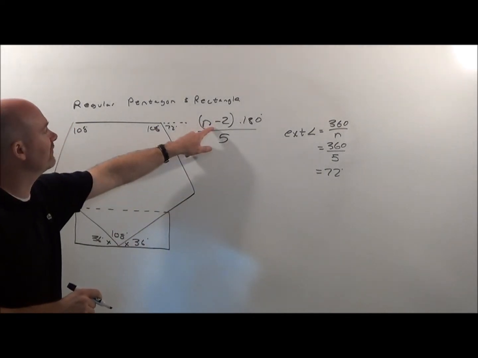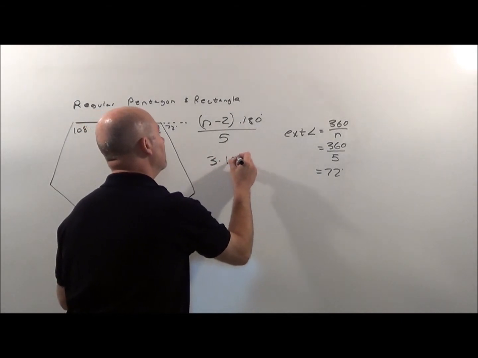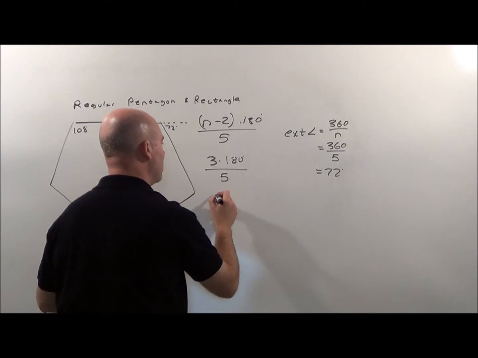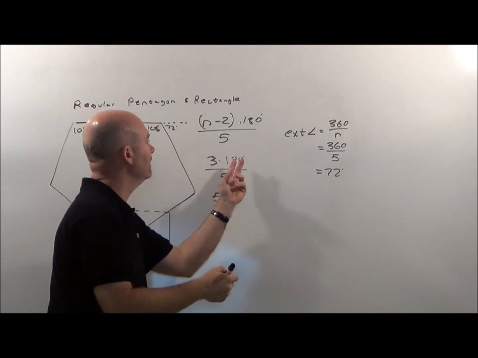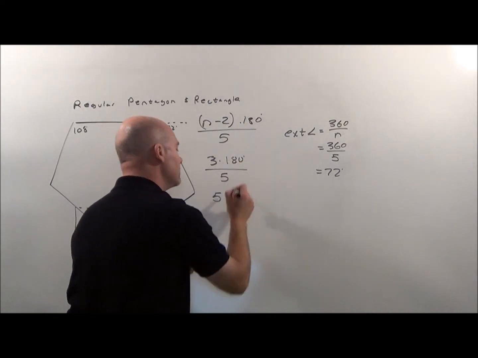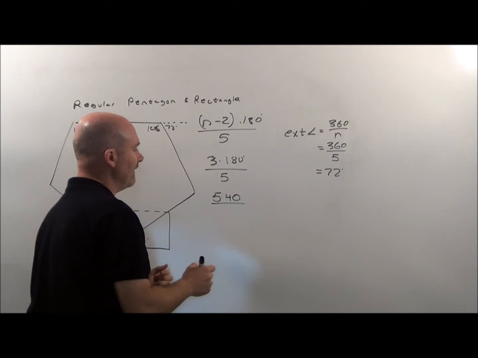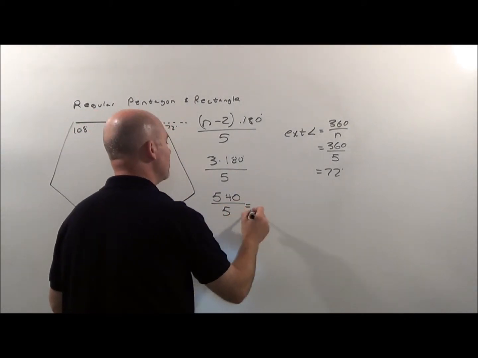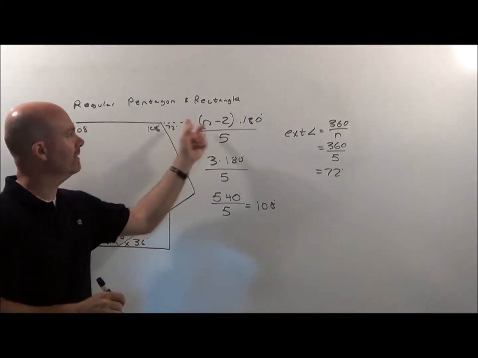And again, you could have used this formula here. 5 minus 2 is 3, times 180, divided by 5. 3 times 180, okay? Well, we know 3 times 200 is 600, take away 3 times 20, so you have to take away 60 from 600, and that'll give you 540, or just use a calculator. Divided by 5, and this would have told us 108 degrees in each corner.